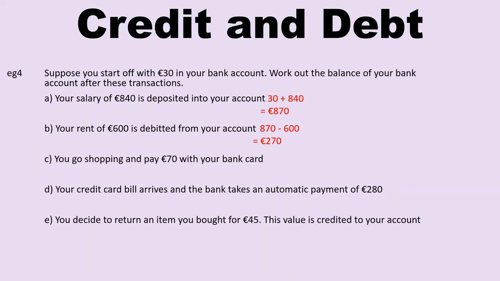Then we go shopping and we spend 70 euros. So this is 270 minus the 70, leaving us with positive 200 euros. But look what happens next. Our credit card bill arrives and the bank takes an automatic payment of 280 euros. So this is 200 euros minus 280. That's going to take us into the negatives.